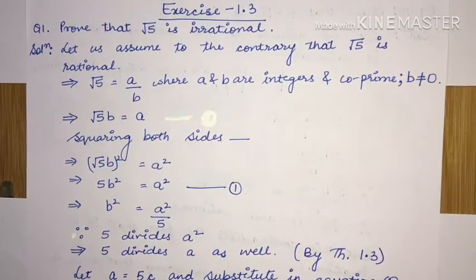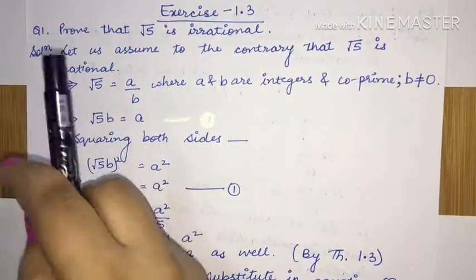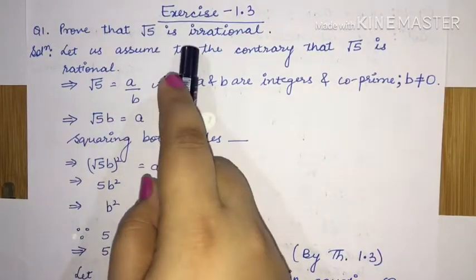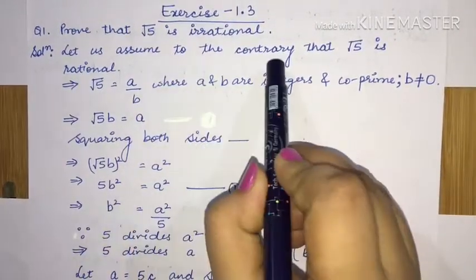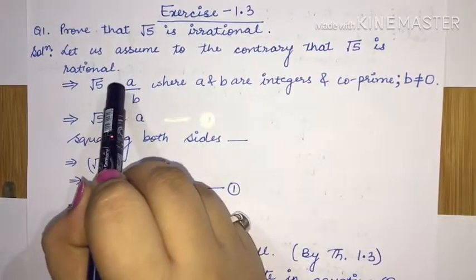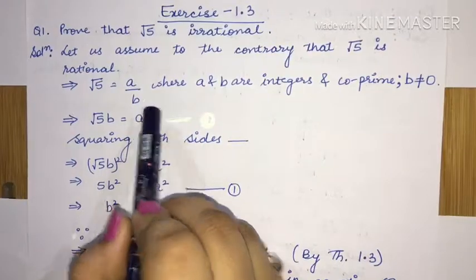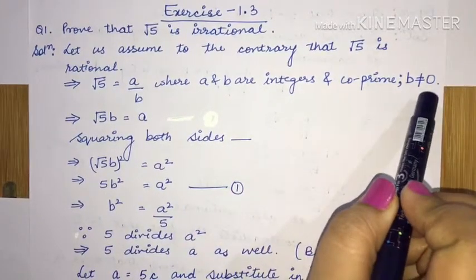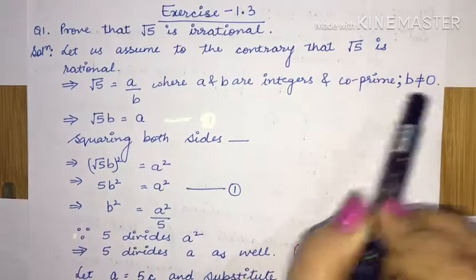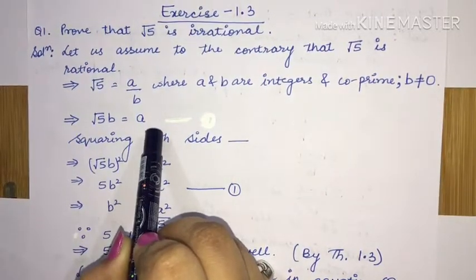Let's move on to the exercise, which is 1.3. Question 1. Prove that root 5 is irrational. Solution. Let us assume to the contrary that root 5 is rational, which implies root 5 is equal to a upon b, where a and b are integers and co-prime and b is not equal to 0, which implies root 5b is equal to a.